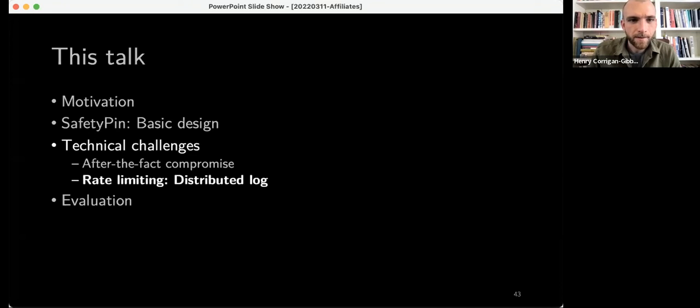So those are the two interesting technical bits. How do we protect against after the fact compromise of HSMs, and then how do we make sure that a user can't make too many guesses at a pin? Any questions on that stuff? I know there's a lot of material there, so I hope I didn't overwhelm anyone.